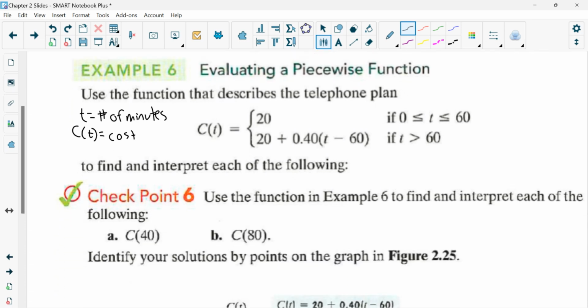So that's how we got that one. And again, if t is greater than 60 is our answer here. So if we're looking at this problem, c of 40, if I use 40 minutes, 40 is between 0 and 60, that means our bill would be $20.